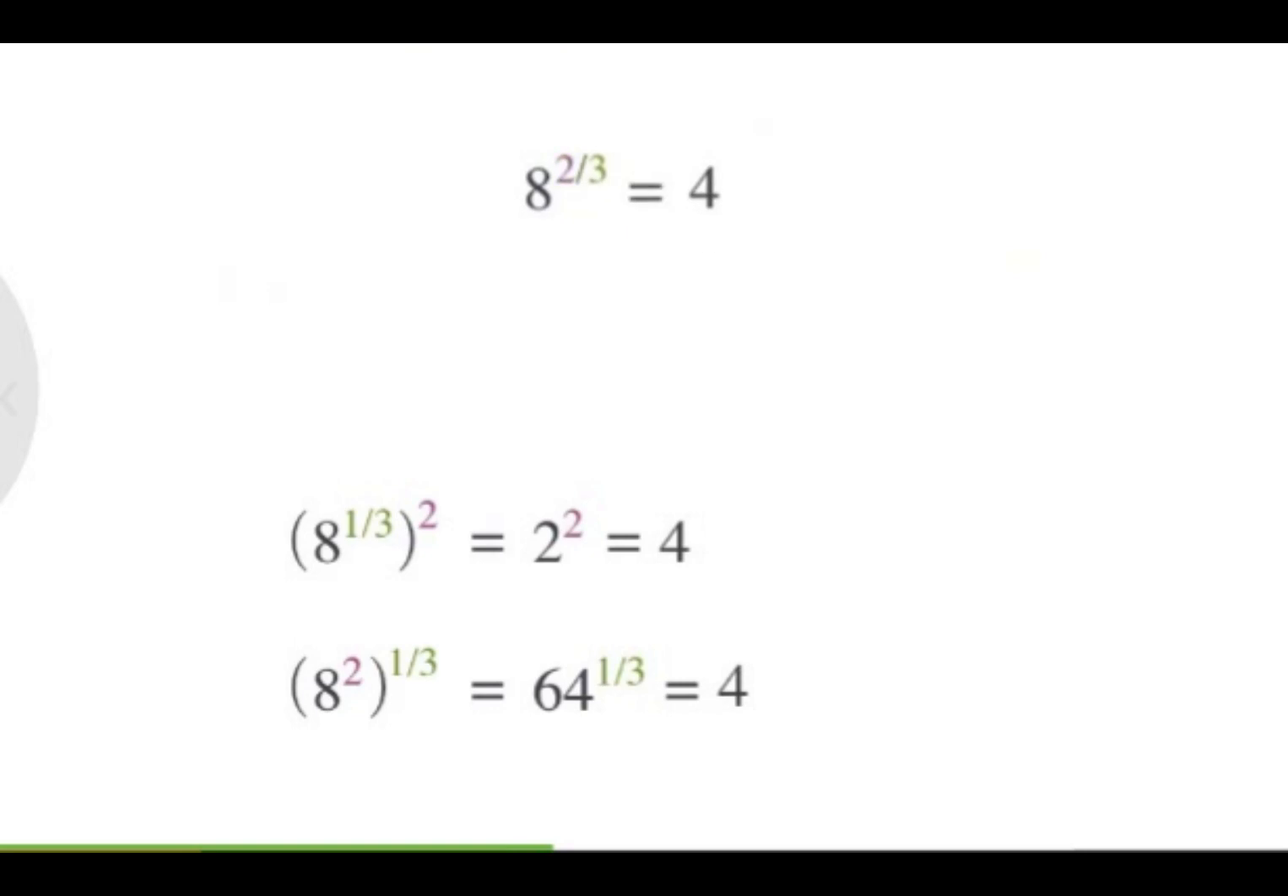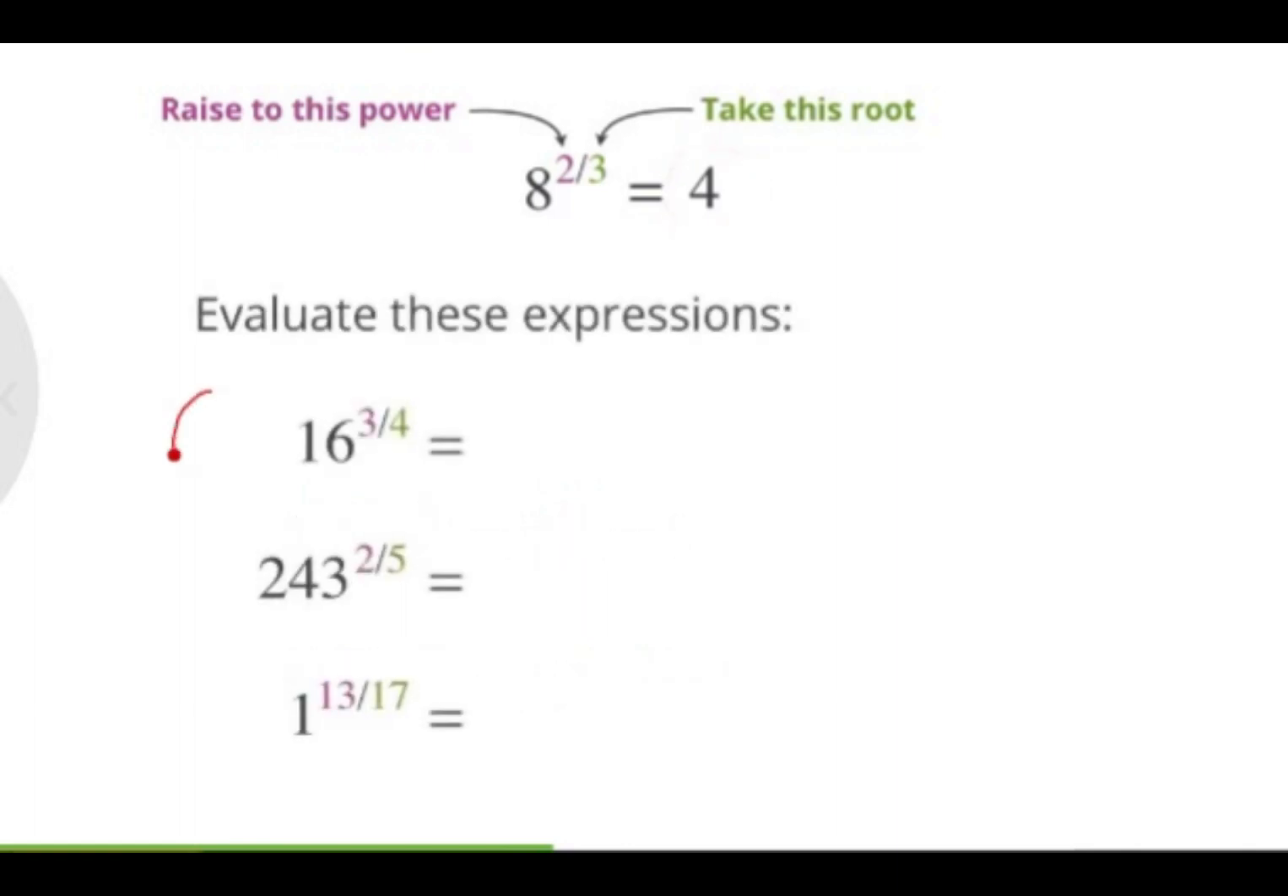So here's the general rule for evaluating fractional powers. Take the base, raise it to the power of the numerator, and then take the denominator's root. So 8 to the 2/3 means take 8, raise it to the second, and then take the third root. And you can also do it the other way around. First, take the third root of 8, and then raise it to the second. Either way, you'll get the correct answer, 4. For your next challenge, try evaluating these 3 fractional powers down here.